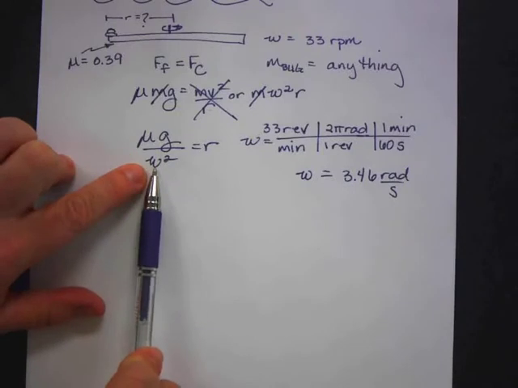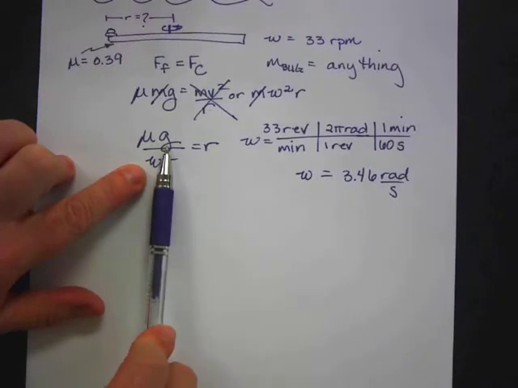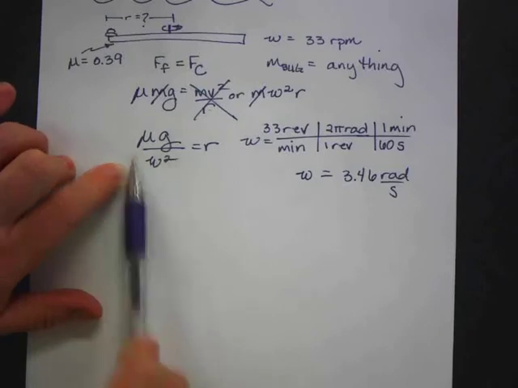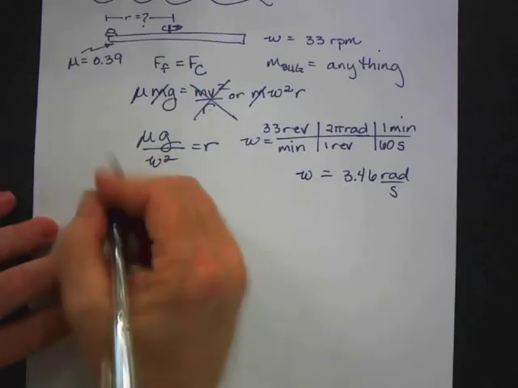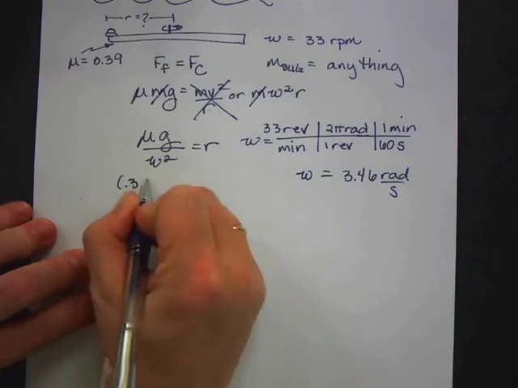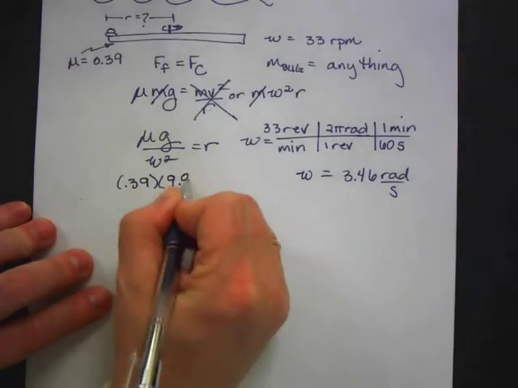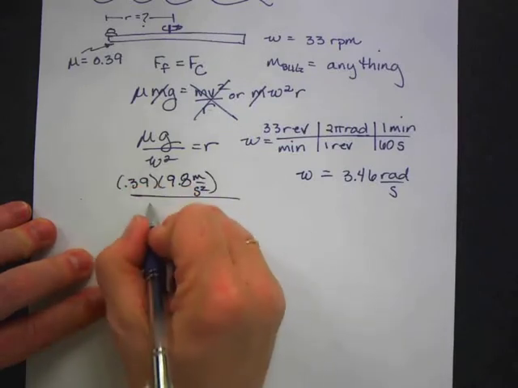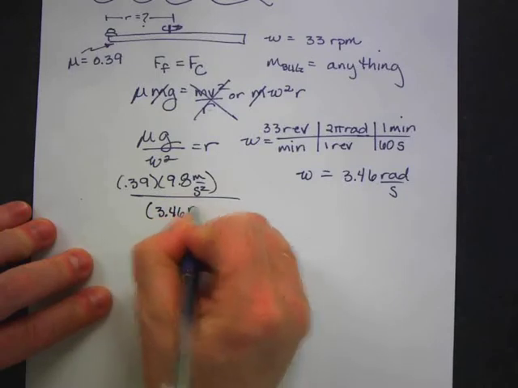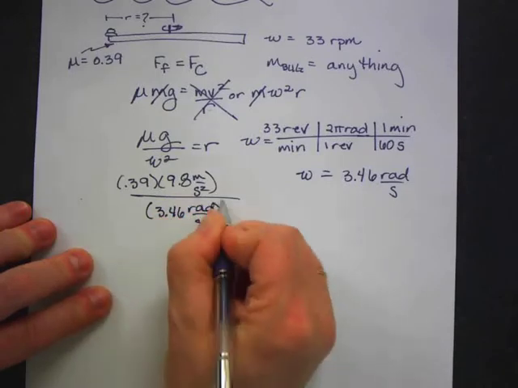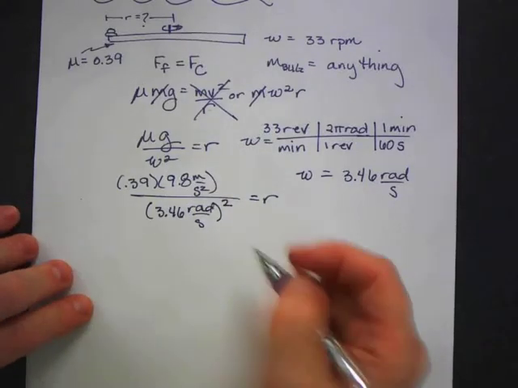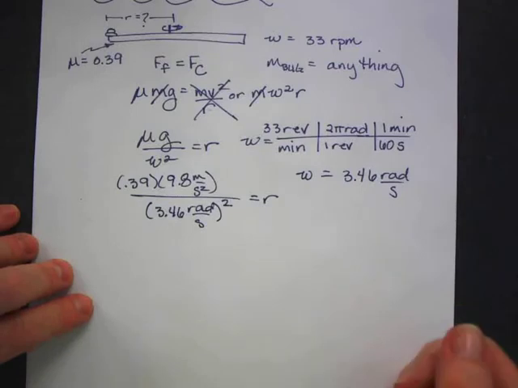What are the units for mu? There are no units, right? That's radians per second, so what should gravity be? 9.8. Yeah, 9.8 is fine. That's a standard metric unit. So remember, radians is not really anything, so that'll all match, okay? So mu is 0.39. Gravity is 9.8 meters per second squared. And omega is 3.46 radians per second. And square out the whole thing, and you get R.